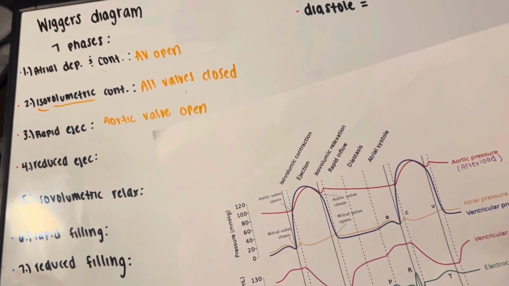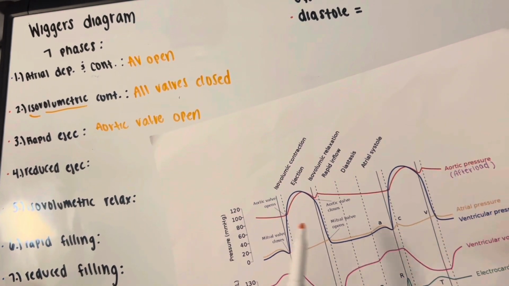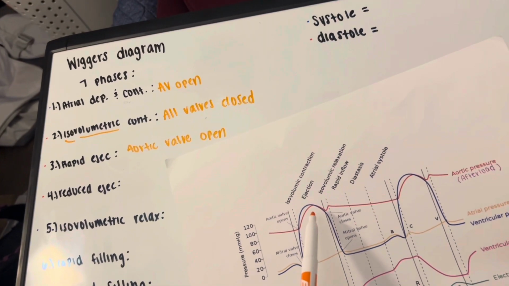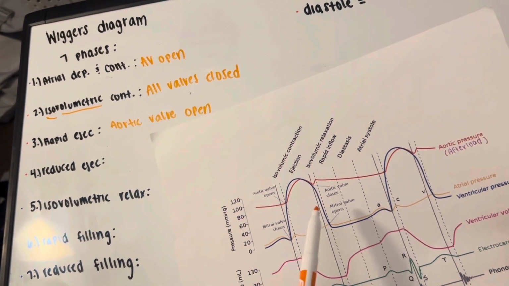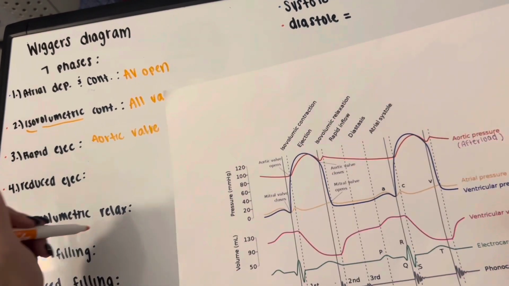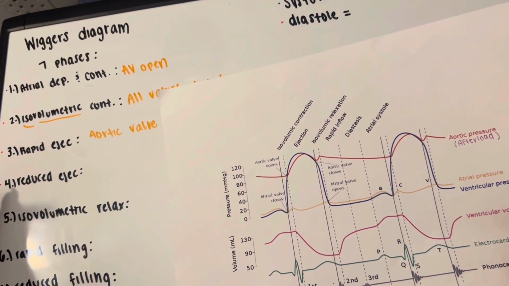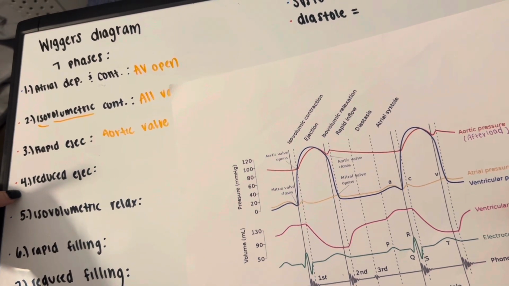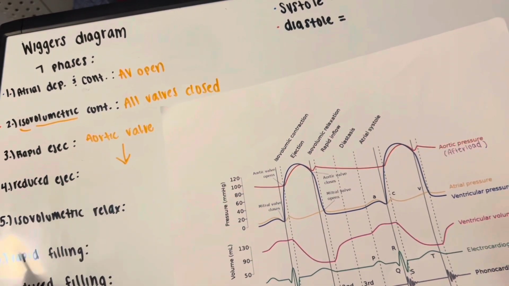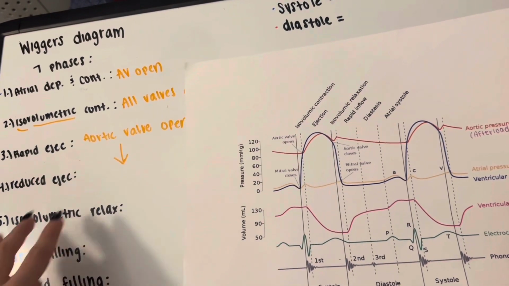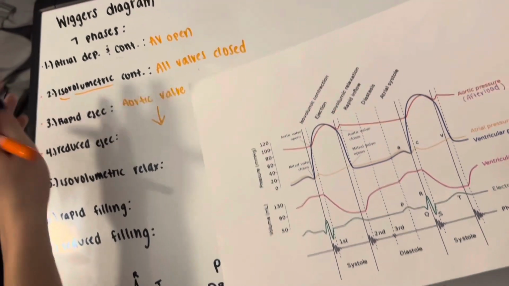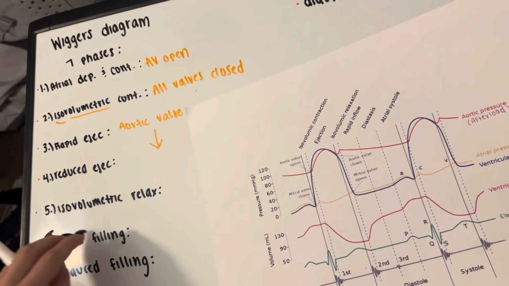The aortic valve is going to remain open until afterload, the aortic pressure, once again surpasses ventricular pressure. After that point, the aortic valve is going to close again, and then you're going to go into isovolumetric relaxation. This step here, reduced ejection, is basically just getting the rest of the blood out. The aortic valve is still open. But once that aortic valve closes, isovolumetric relaxation, which is the same as contraction. Instead of getting ready to contract, you're relaxing.